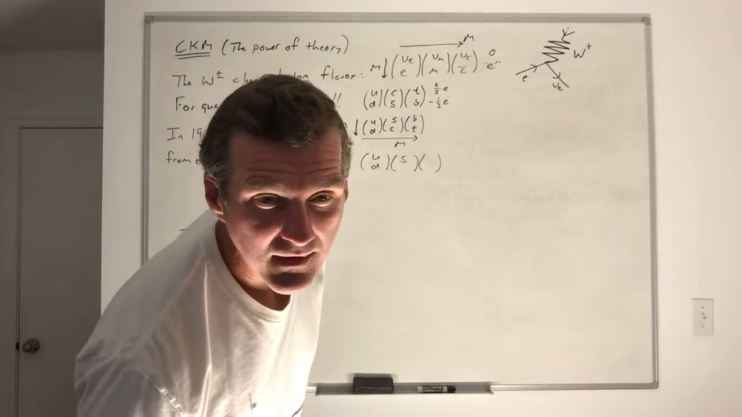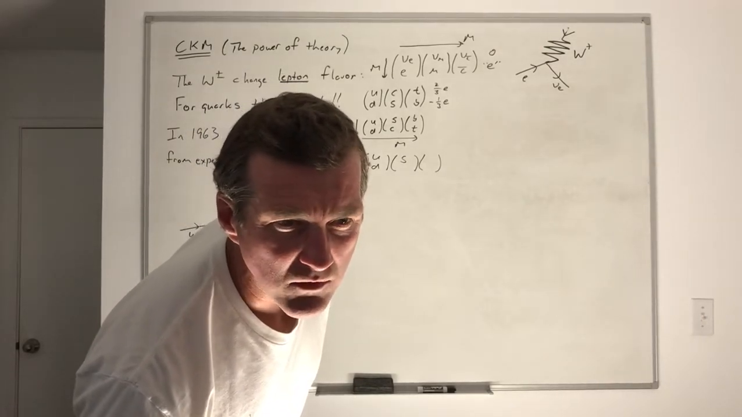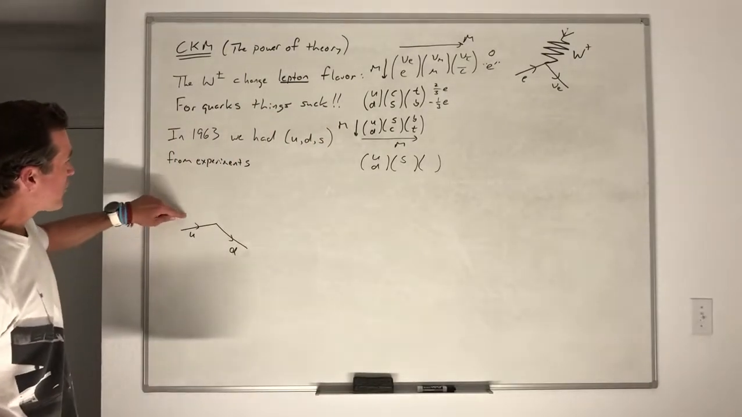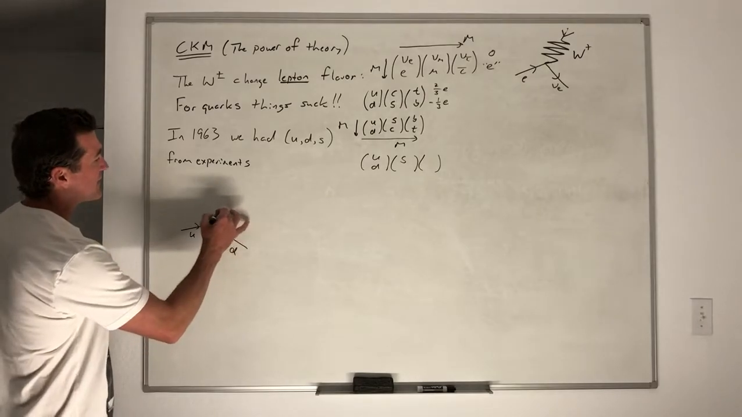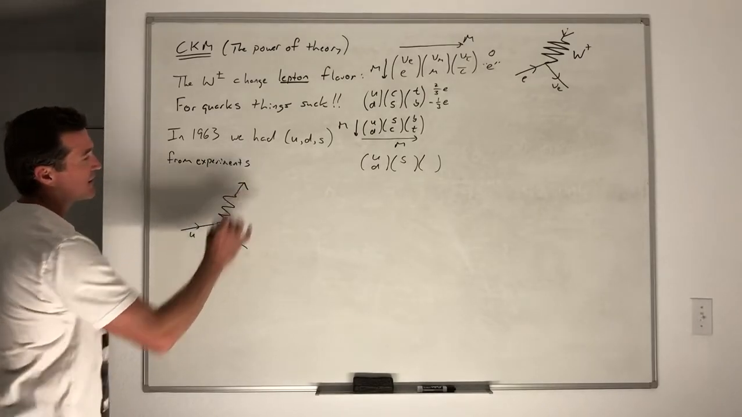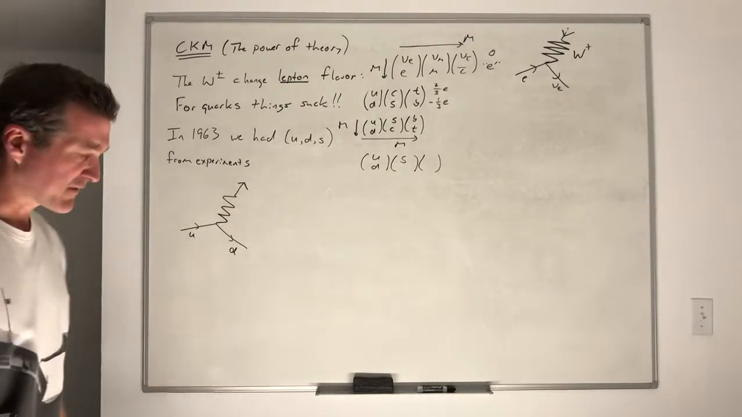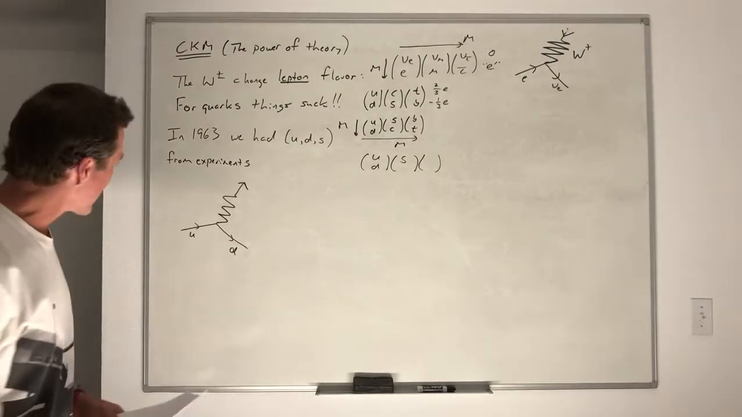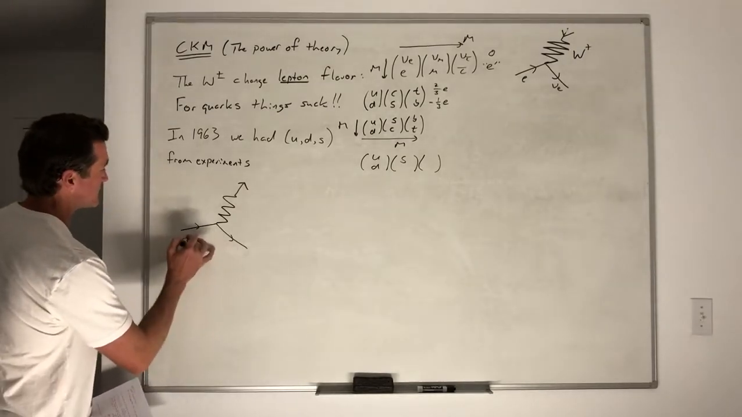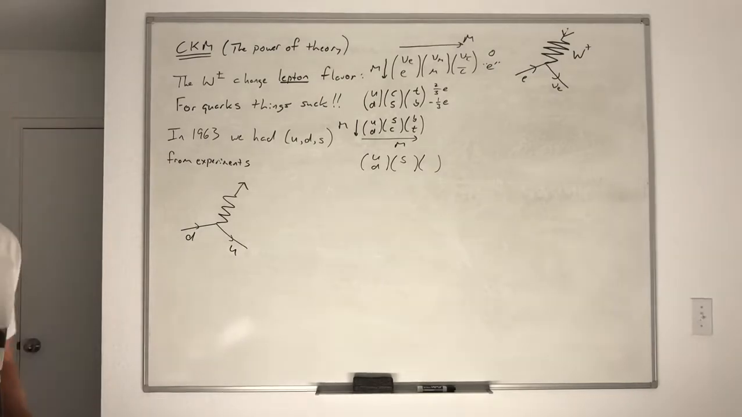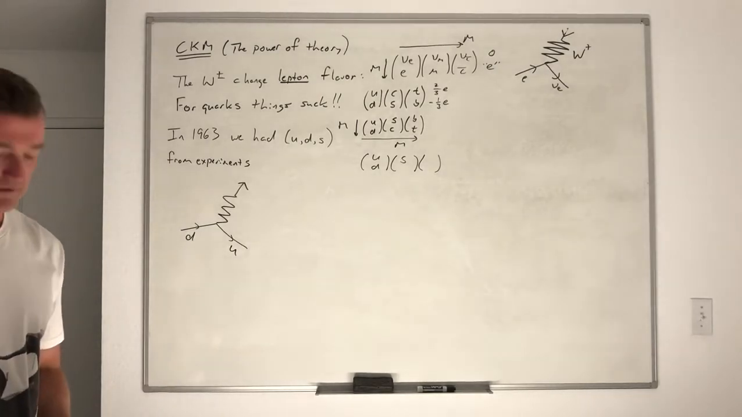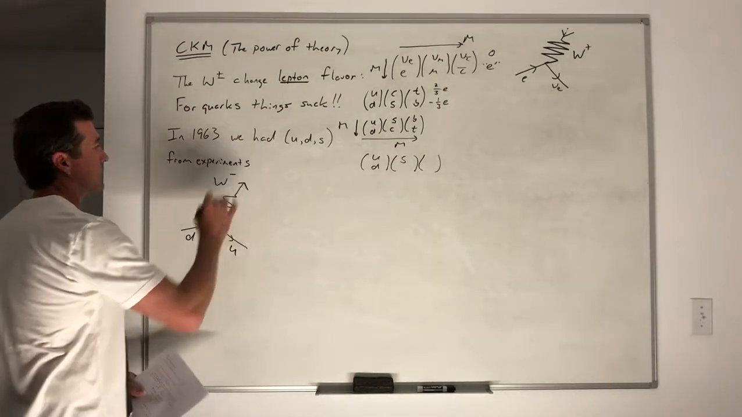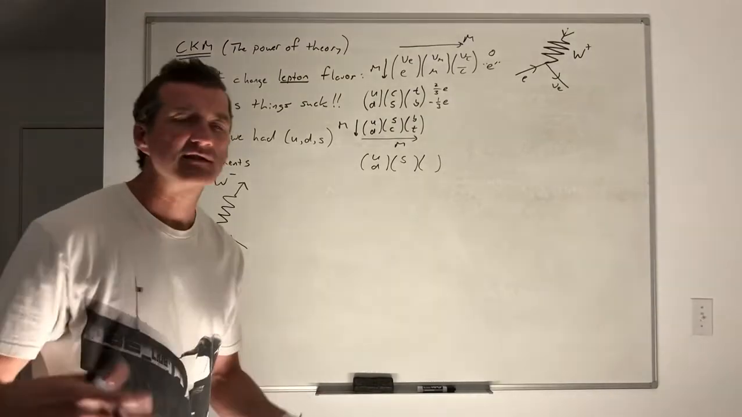Okay, Nico. Is Nico on? Yeah, there you are. If I'm going from an up quark to a down quark, and I want to consider the emission of a W boson, is that a W plus or a W minus boson? Down to up. You're going down to up, so you're going from negative to positive, so you're emitting a W negative. Yes, good.